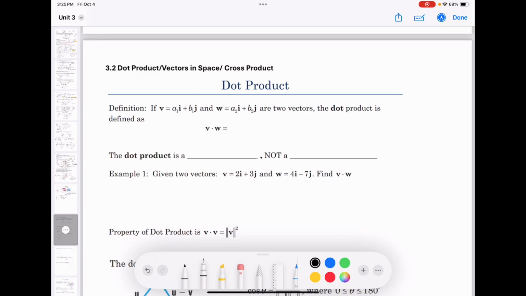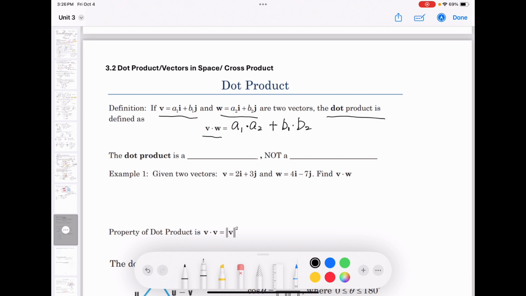In this video, let's learn the dot product of vectors in space, and the cross product. Let's see the dot product first. The definition is: if the vector v is equal to a sub 1 i plus b sub 1 j, and w is equal to a sub 2 i plus b sub 2 j, then the dot product is defined as v dot w equals a sub 1 times a sub 2, the product of the i component or x component, plus b sub 1 times b sub 2.